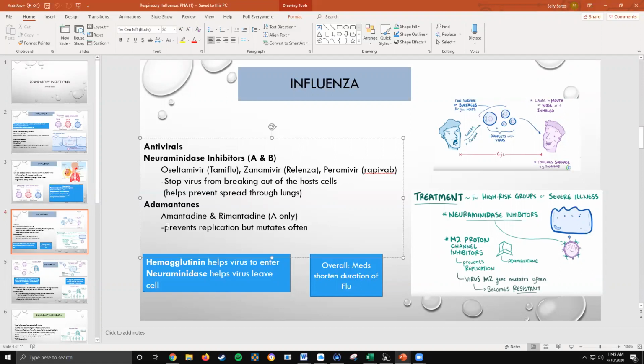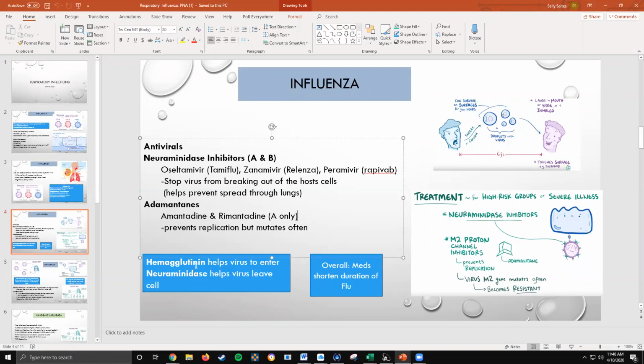And then we have another category here, which includes amantadine and rimantadine. This is for influenza A only, and it prevents replication. The problem is that the virus replicates itself so often and mutates, and so this amantadine is not usually used because of the replication process. It doesn't work very well.